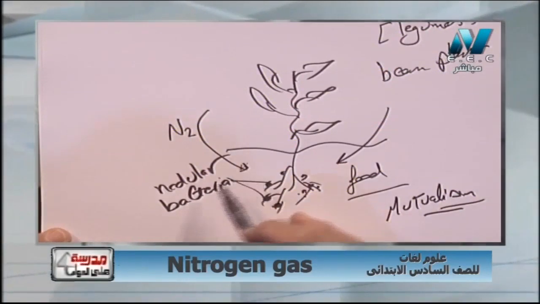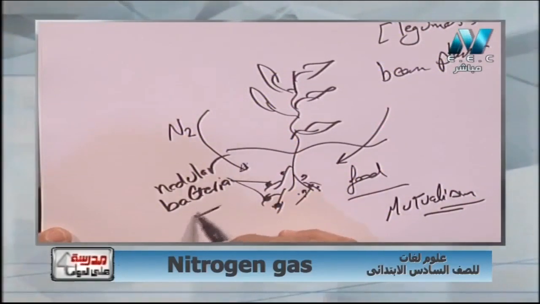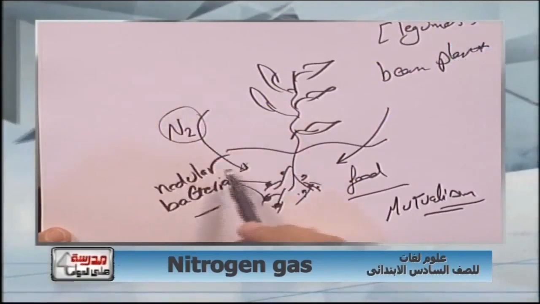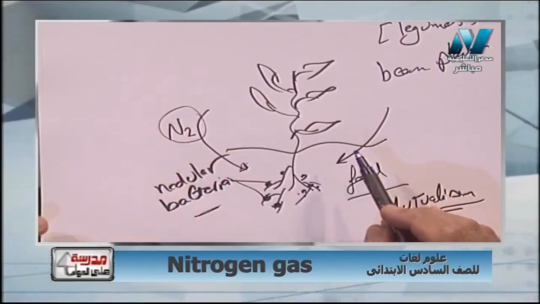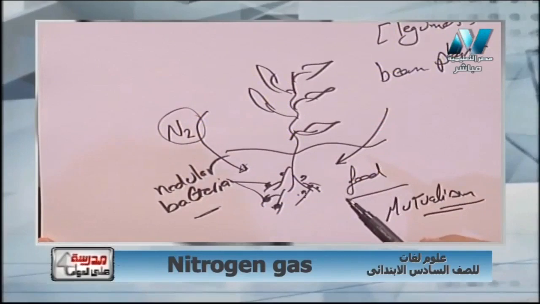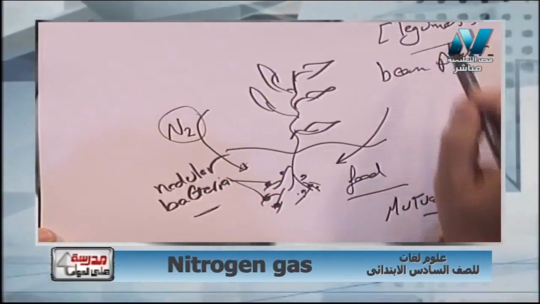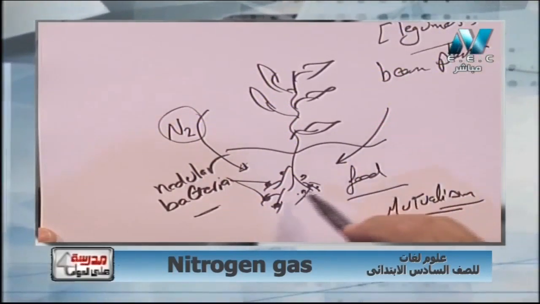For example, nodular bacteria give the bean plant nitrogen gas. Why? To make protein with them. هو ما بيقدرش ياخد نيتروجين، يعني البين بلانت على الرغم ان هو ليجومز او نبات بقولي لكن ما بيقدرش ياخد نيتروجين من الاير عشان يعمل بي بروتين.